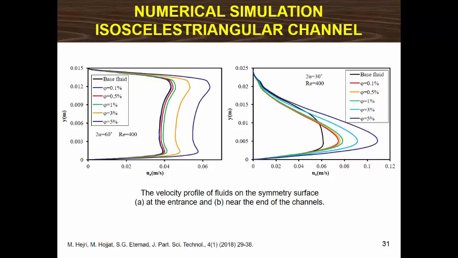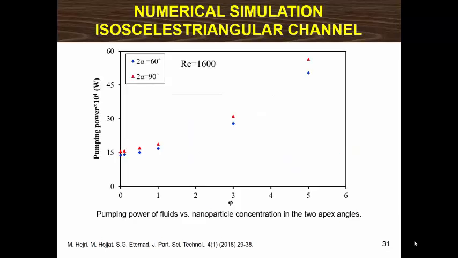It seems that the location of maximums is independent of nanoparticle concentration, while the value of maximum is a function of nanofluid concentration. This figure displays the effect of nanoparticle concentration on the pumping power of fluids in the channels. The pumping power increases with the increase in nanoparticle concentration for both apex angles. According to the results, the pumping power is affected by the channel apex angle. The average required power for the channel with an apex angle of 90 degrees is almost 20% greater than that of the channel with an apex angle of 60 degrees.